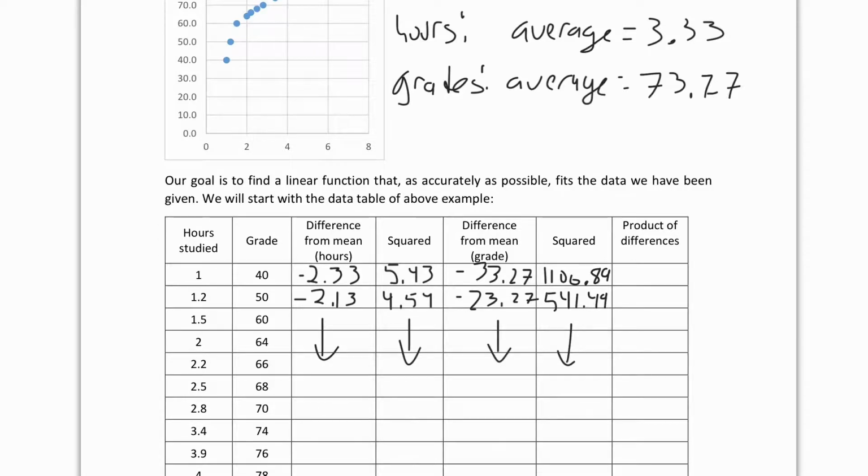Now, the product of the differences, this is a bit of a weird quantity, but just trust me on this, it's going to be important. We take, for example, this negative 2.33 and this negative 33.27, and we multiply those two. When you multiply those two, you should get 77.52, and this will be important later. But we'll just go ahead and calculate this. The next one would be 49.57, and so on. So you get a table that looks like this.